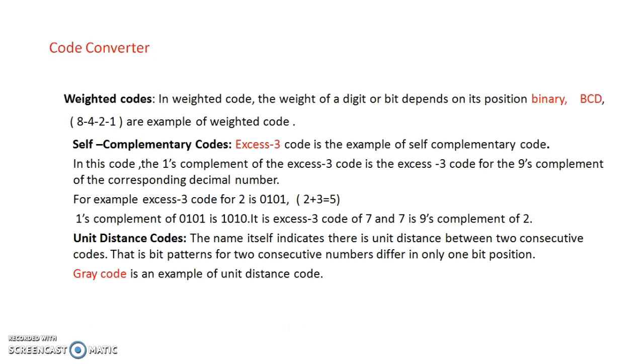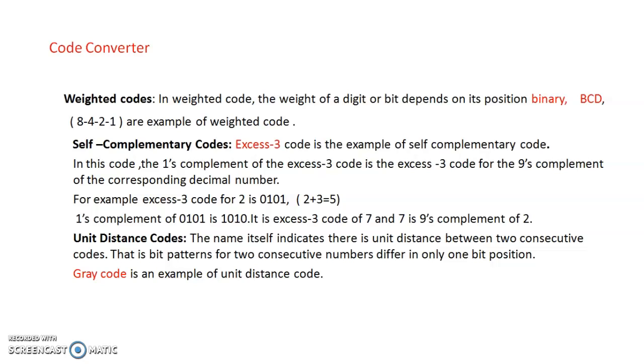So first is the weighted code. In the weighted code, we follow the format of 8421. This is the weighted code example. The weight of a digit or bit depends on its position in binary or BCD. The second one is the self-complementary code, that is the XS3 code. When you are given binary or BCD numbers, we add 3, that is 0011, to get the XS3 equivalent code.